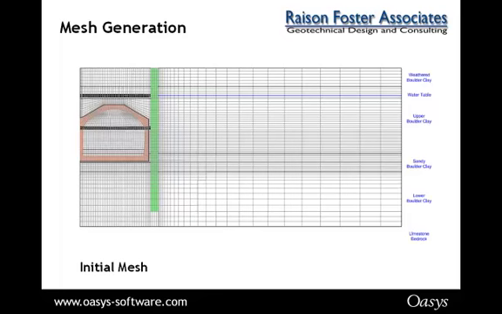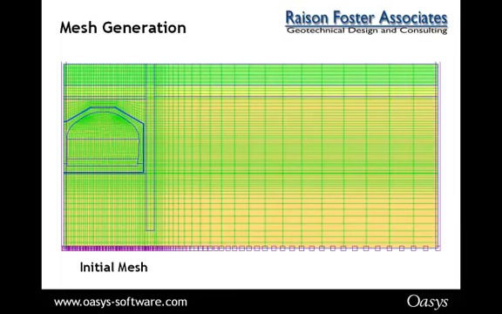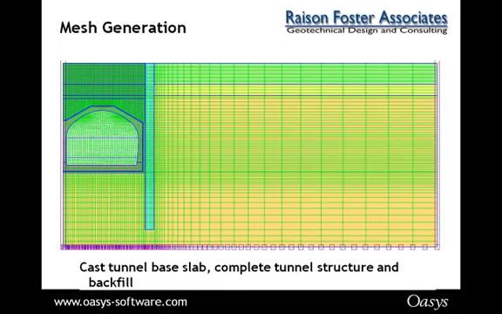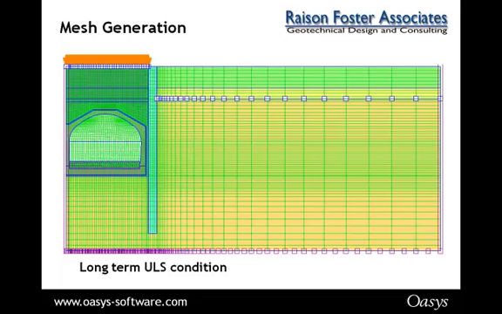So in terms of the mesh generation, here's the initial mesh with the boundary conditions. And as you put the prop in, you can see how we've basically given the elements within the tunnel area no material properties. We've put the props in, and we've assigned properties to the retaining wall. As we've put the base slab in and completed the tunnel structure and backfilled, we've associated the right properties to the elements. And then here you can see in the long-term condition we've put the piezometric surface in and the loading in. So a lot of things are happening, but SAFE is able to easily model them.